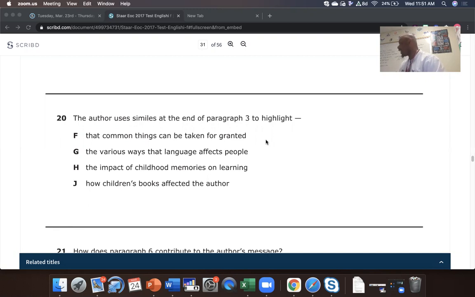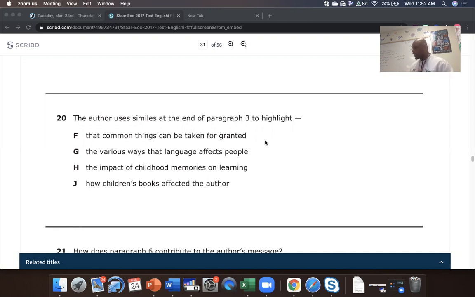Comparing two things using like or as, right? So now, without trying to get too deep, why would you want to compare something? To show how things are similar. Does the name similar, right? All right, so keeping that in mind, we'll take a quick look at what the answers are, and then we'll go back to the paragraph.